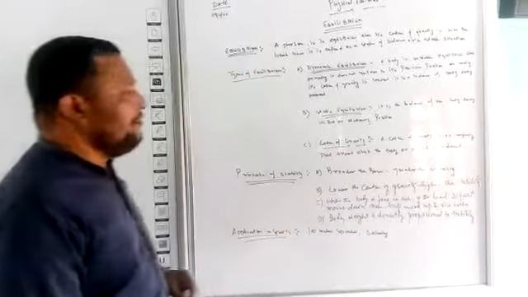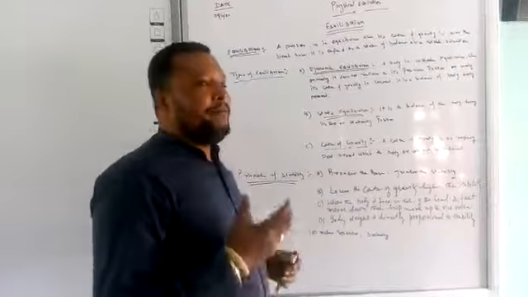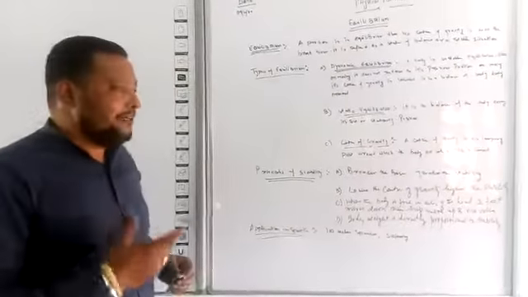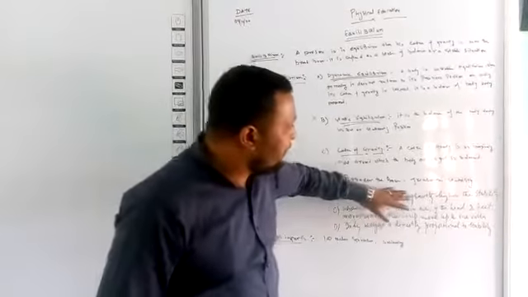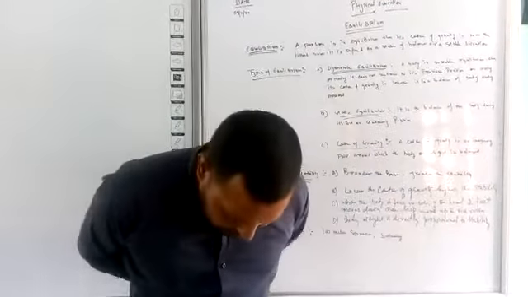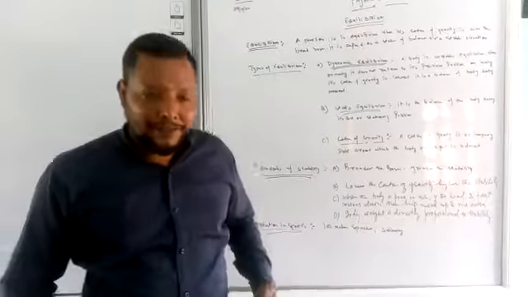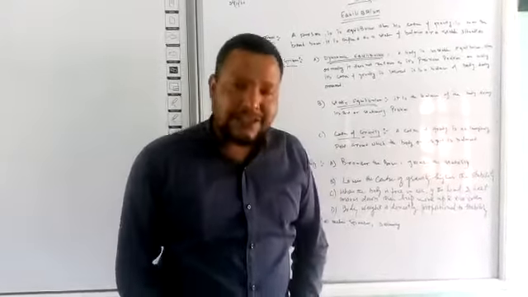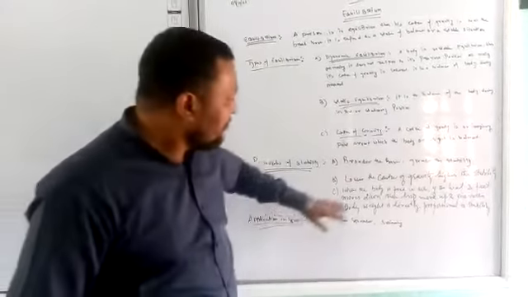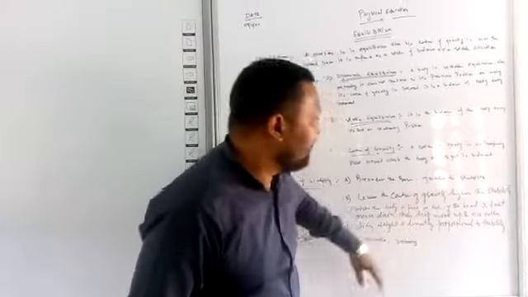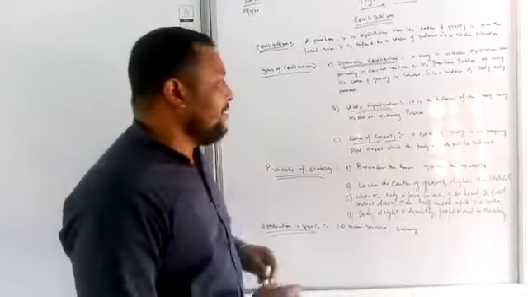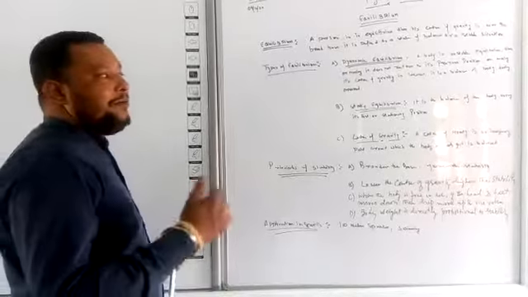Now the principles of stability. Principles means some rules of stability. Broader the base, greater the stability. Broader the base, greater the stability. If the base is lesser, then the stability is 0. Lower the center of gravity, higher the stability. If the center of gravity is lower, then the stability is higher.